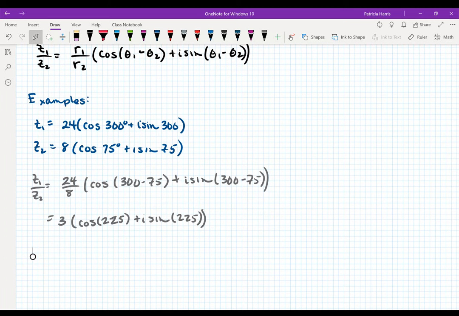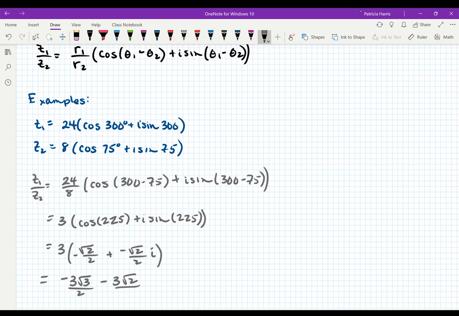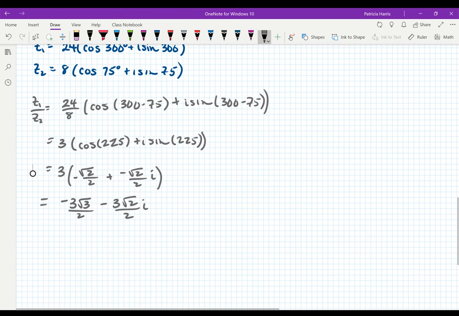Let's see. Now let's convert it back to our complex form. So cosine of 225 is going to be negative radical 2 over 2. Plus negative sine of 225 is negative radical 2 over 2 i. Now we're going to distribute the 3. So my final answer is, and we're done. Okay. Let's do one more.